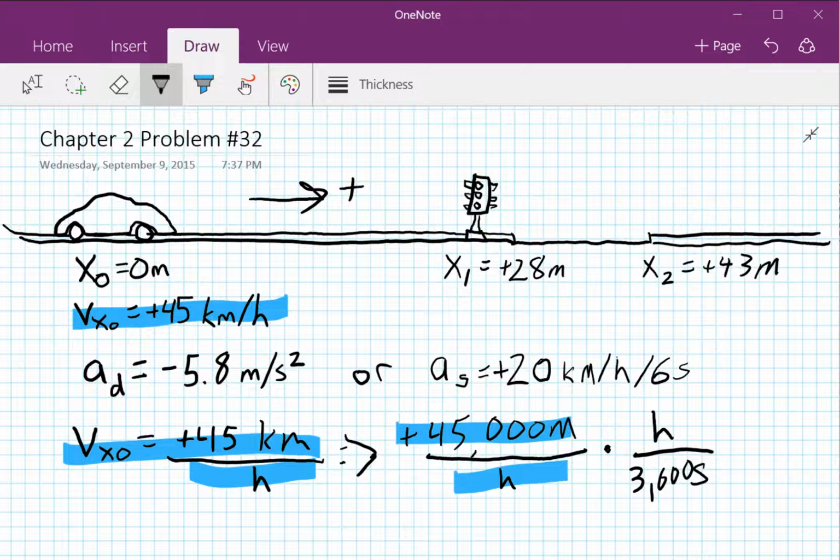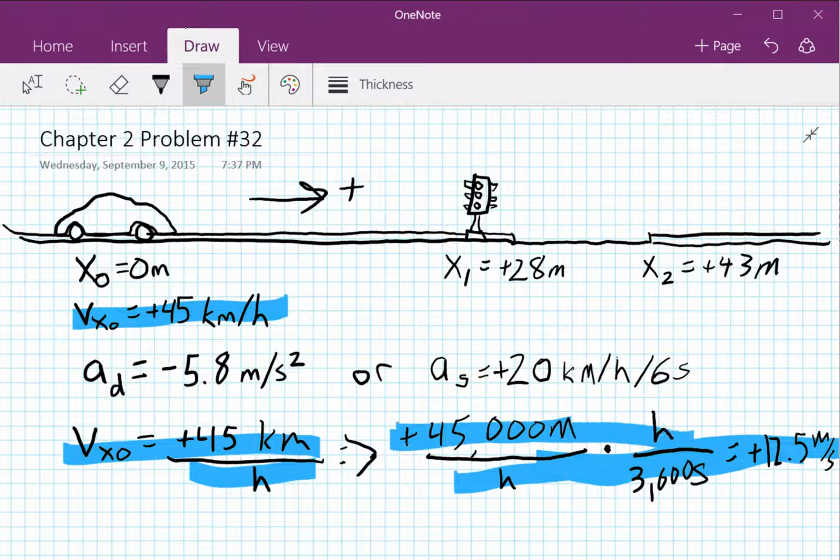That number should be memorized, okay, because you're going to use it a lot. If you watch the other video, you've already heard me say that, but I know some people came in for help with the first problem, so they may not have watched the first video. When you do 45,000 divided by 3,600 seconds, you get a velocity of 12.5 meters per second. So all of this was just to get to that initial x velocity.